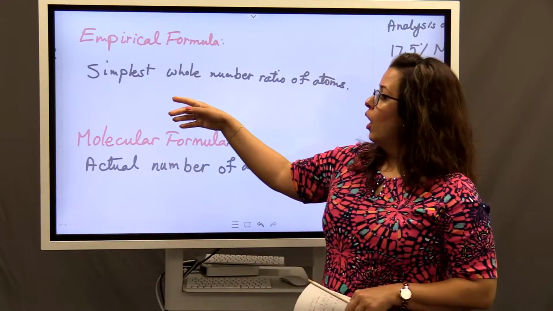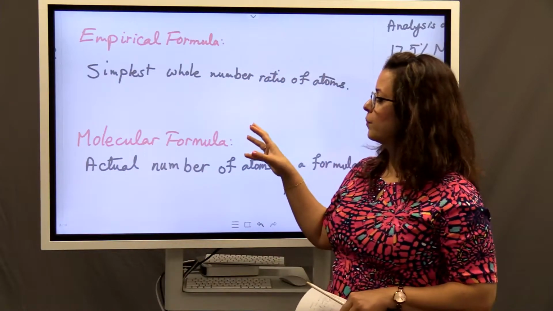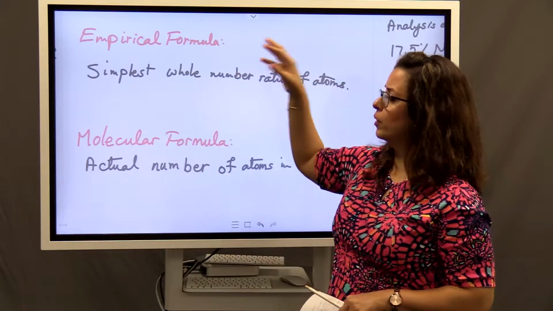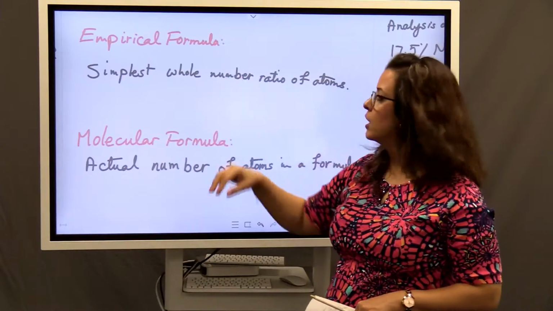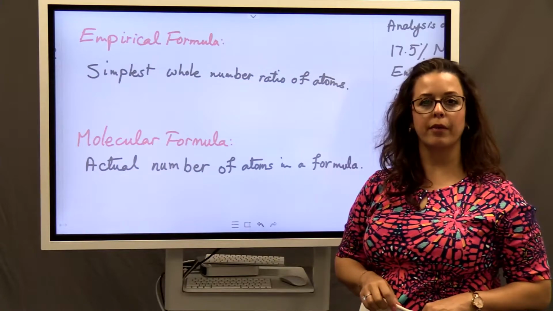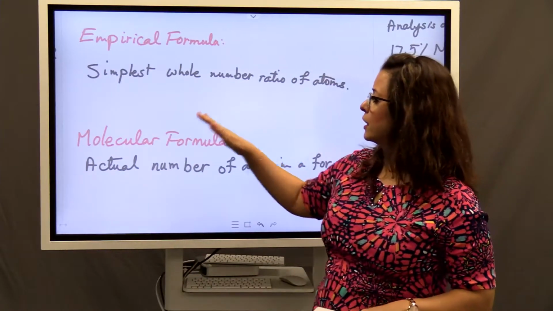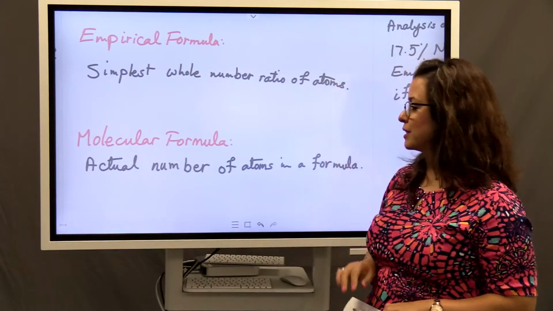So in the formula of the compound, you see some number of moles, some numbers. If this is the simplest whole number ratio of the atoms, it's called empirical formula, which you need to calculate first. And then in its molecular formula, you will see the actual number of atoms which exist in the compound.